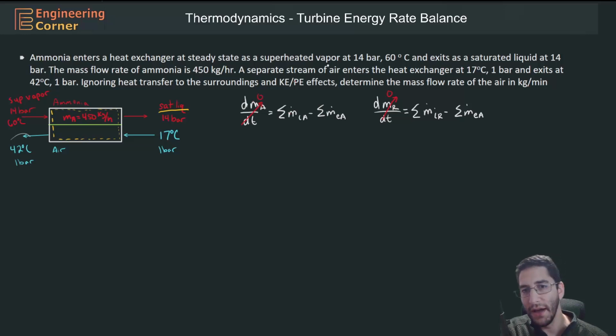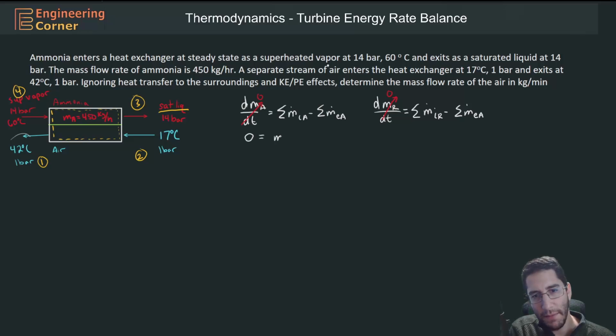And each of these only has one inlet and one outlet. Let's call this state 1, this 2, this 3, and this 4. So this will simplify to 0 is equal to, this is ammonia. So ammonia is, my inlet is m dot 4. My outlet is m dot 3. Now for air, my inlet is equal to m dot 2. And my outlet is m dot 1.